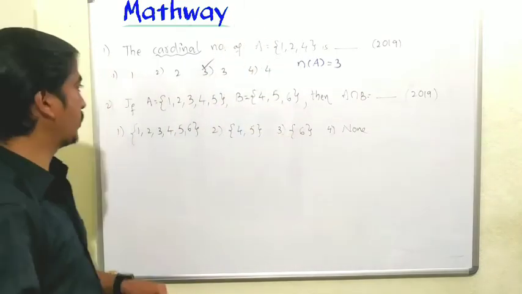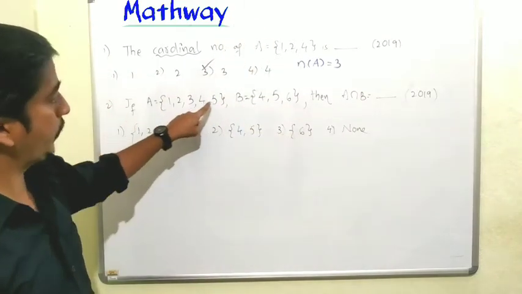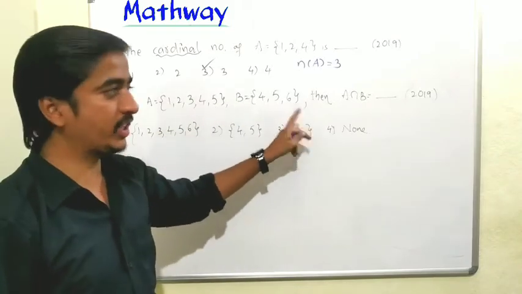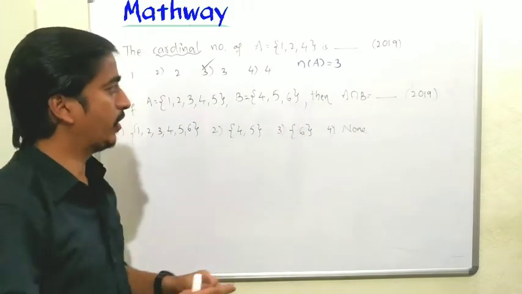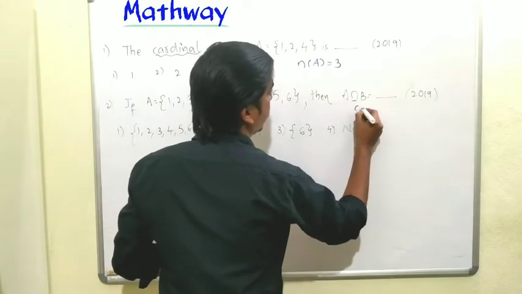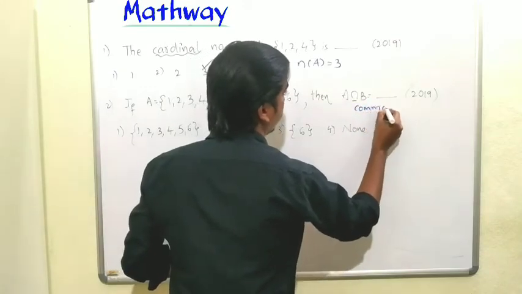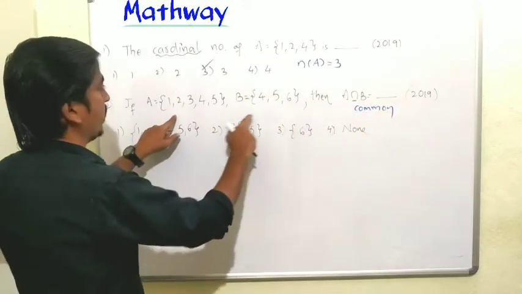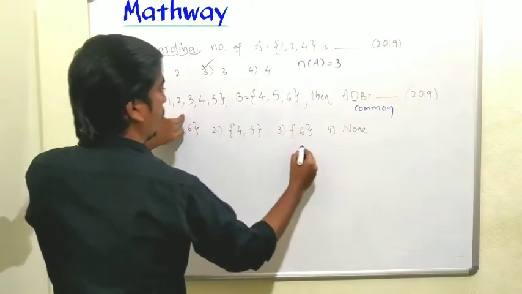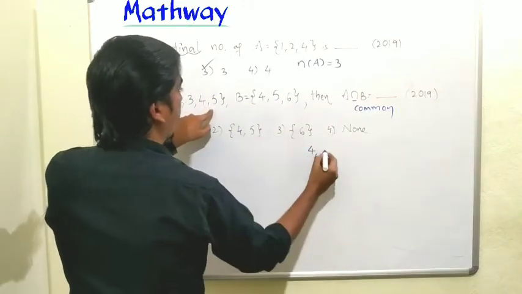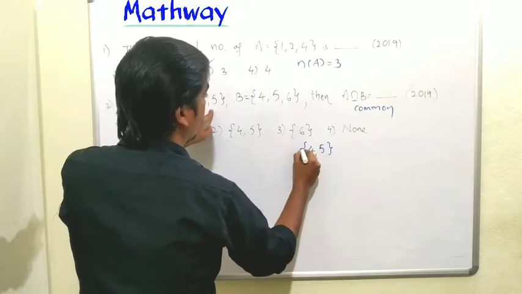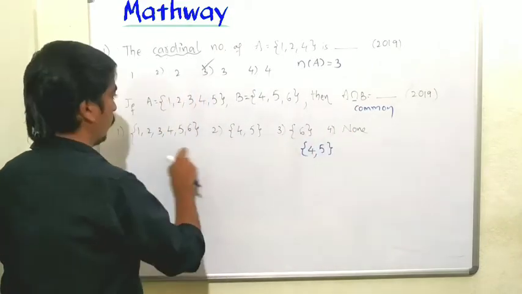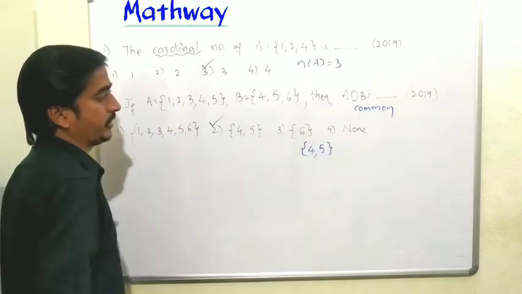So 3. Next question. If A equals {1, 2, 3, 4, 5} and B equals {4, 5, 6}, then A intersection B. What is meant by intersection? Intersection means the common elements. So what are the elements that are common in set A and set B? 4, okay, 4 is common. And 5 is also common. That's it. 4 and 5 are common. So A intersection B is {4, 5}. Option 2 is correct.